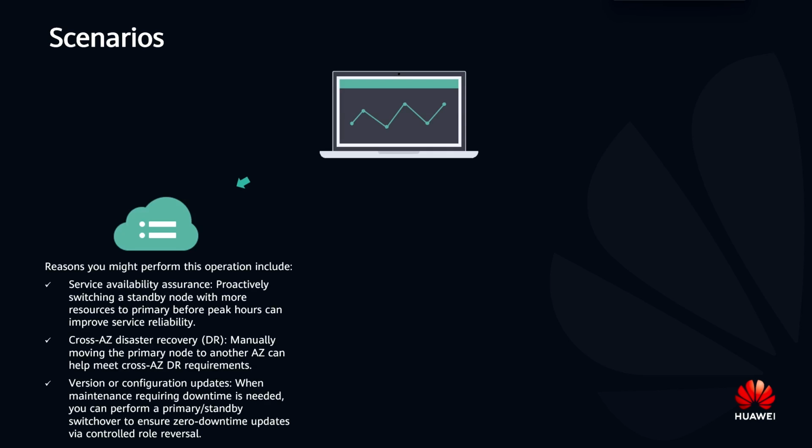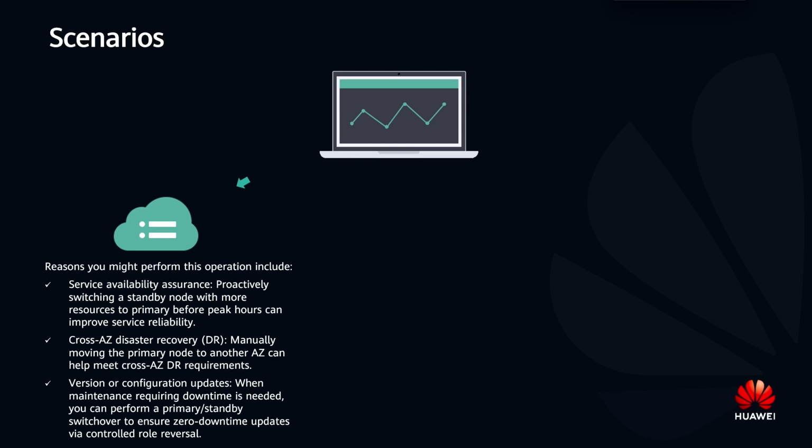In GaussDB, switching between primary and standby nodes is a routine operation where you can promote a standby data node within the same shard to become the primary. There are a number of reasons you might perform this operation. To enhance service availability, you can proactively switch workloads to a better resourced standby node before peak hours.